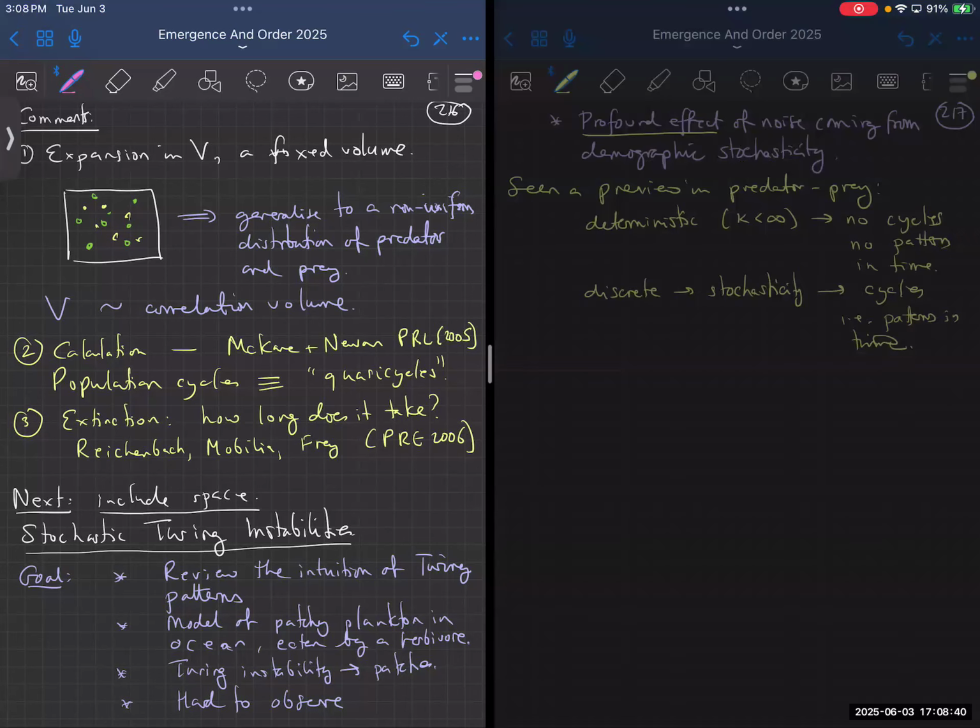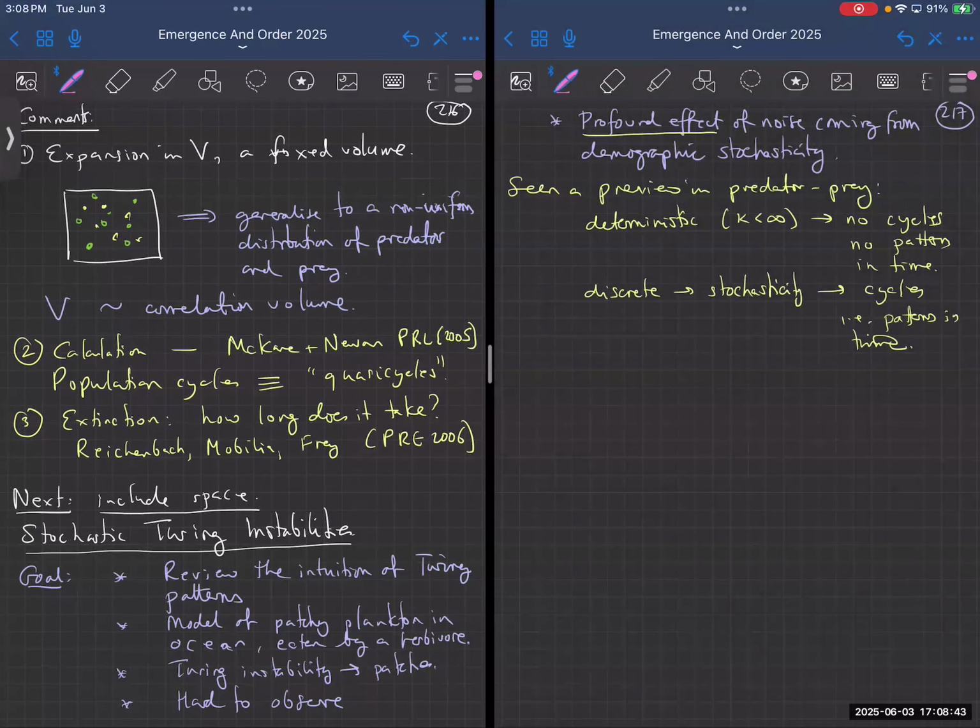So the bottom line of the calculations I just outlined for you was that noise or discreteness stabilizes patterns. And this is a very profound effect. So let me show you how we go about doing that. What I should have time to finish today is to give you the physical intuition of the Turing pattern. Then next time I'm going to mathematize it and show you how you do the calculation.